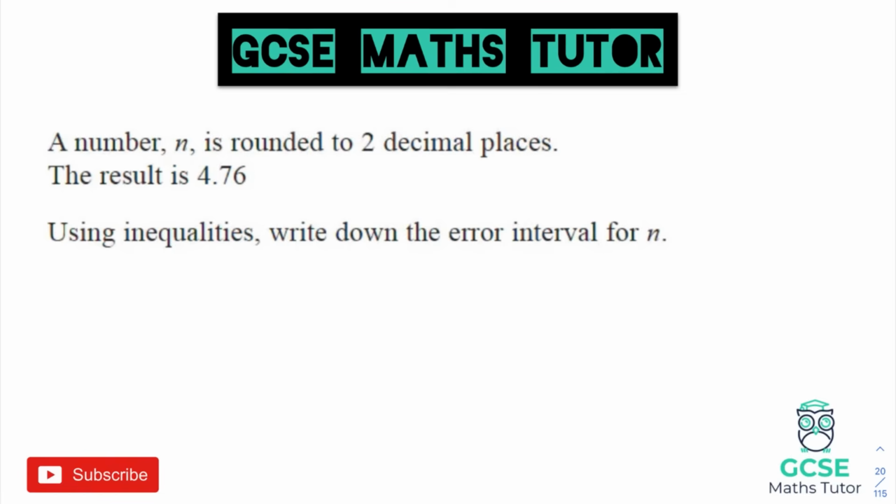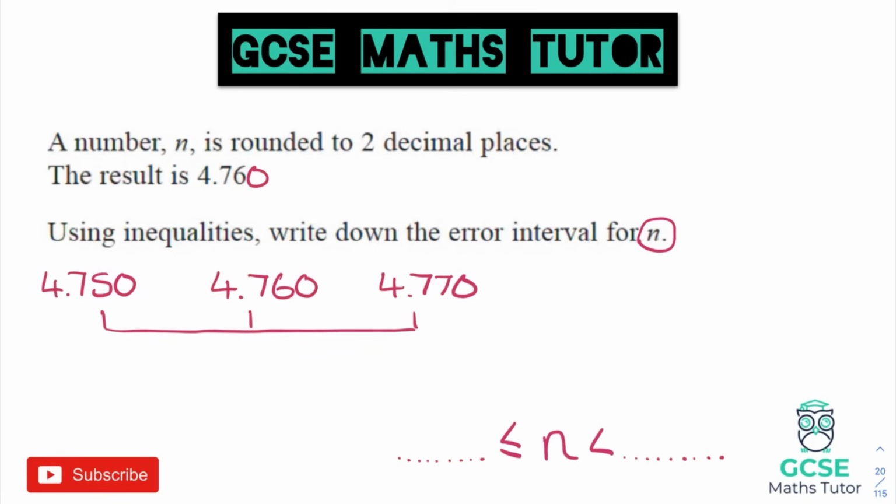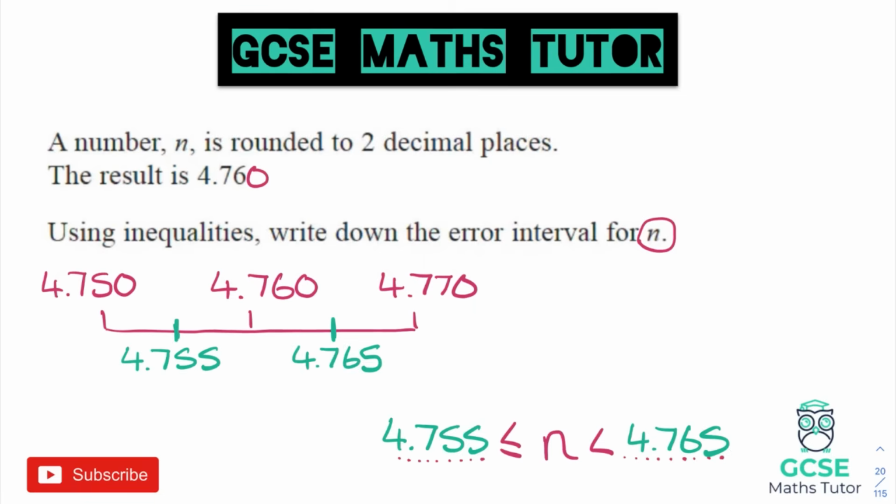When you have to do error intervals, make sure you read it carefully. It can help to draw a number line and obviously know how your answer is written. So if you were to draw a number line for this one, we know that 4.75 and 4.77 are either side, and we are looking at the midpoints. So those midpoints are our lower bound and our upper bound, and we just stick those into our error interval to show that that's what the number would be between.